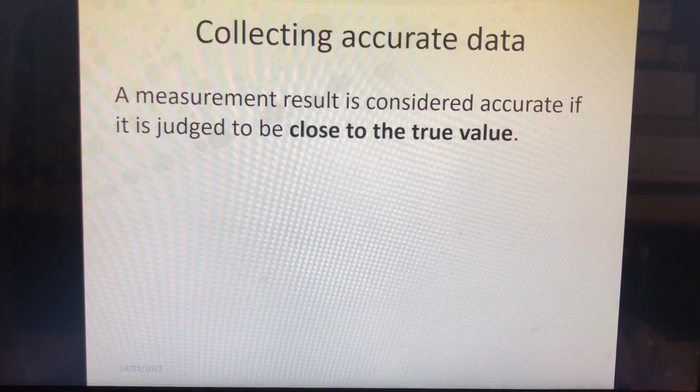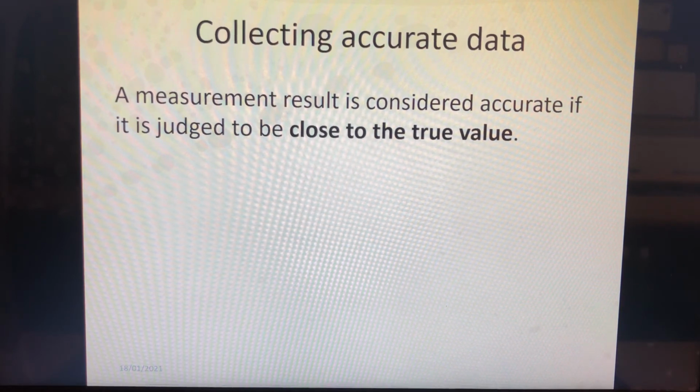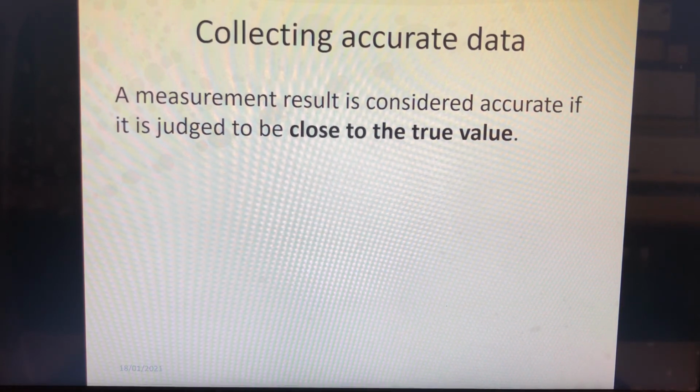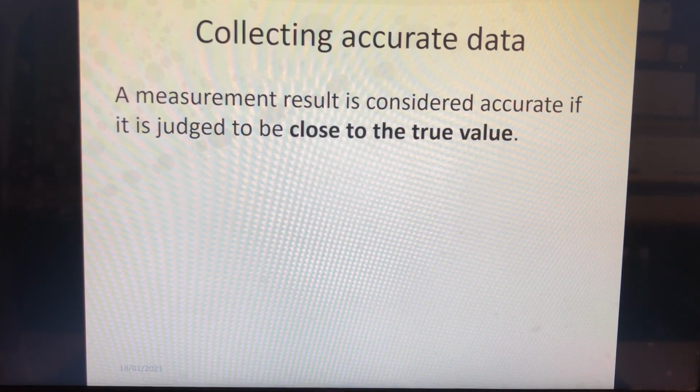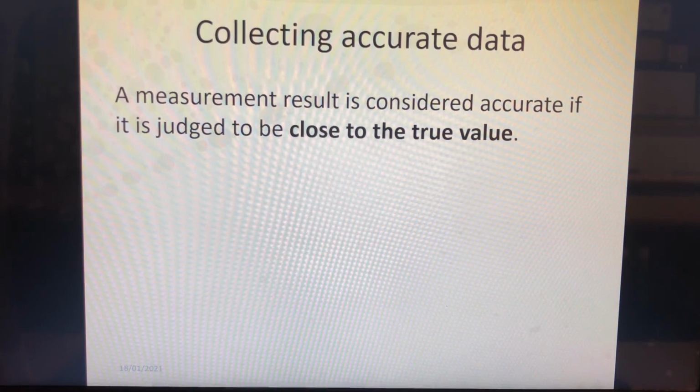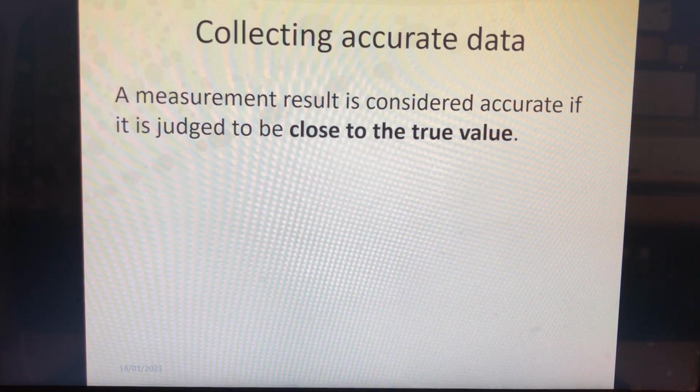Accuracy: collecting data close to the true value. This is about our scales being on 0. I talked about the air bubble in the thermometer. So it's about having equipment that is giving a value that is what it should be. So if I jump on the scales at home to weigh myself, and the arrow isn't on 0 to start, then obviously it's going to give me an inaccurate reading. Pause if you need to.